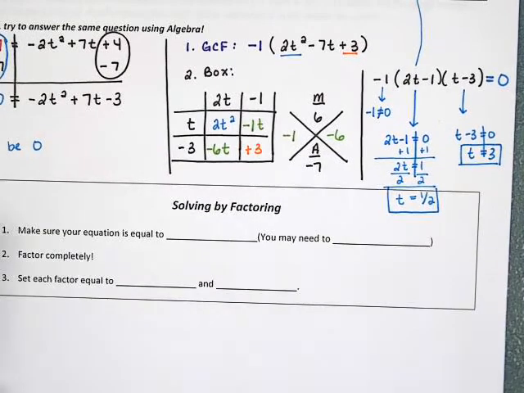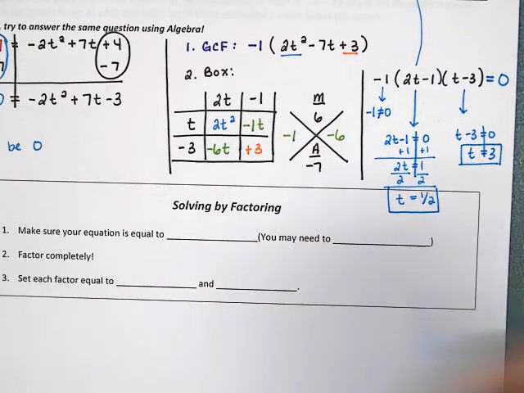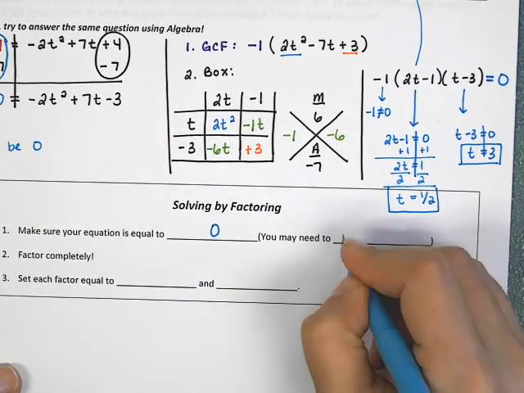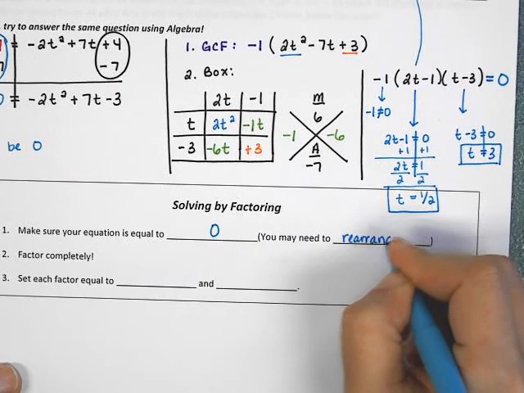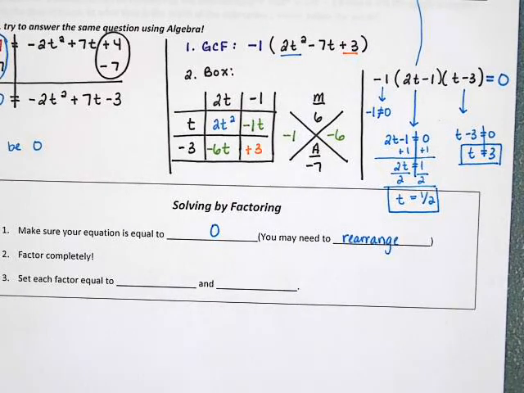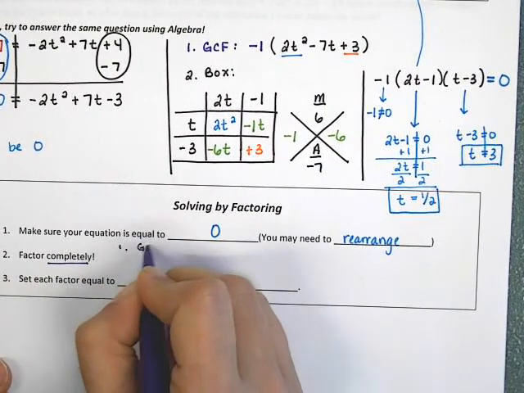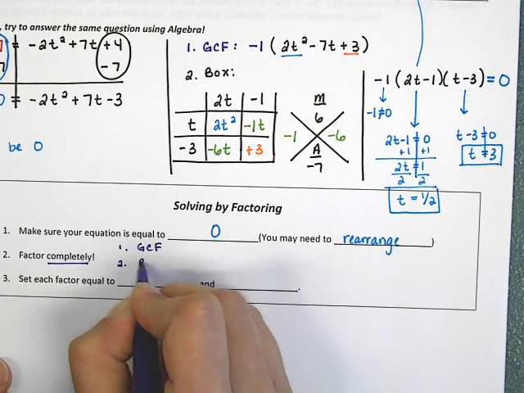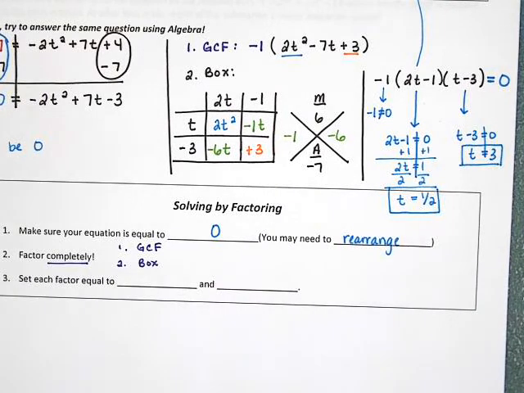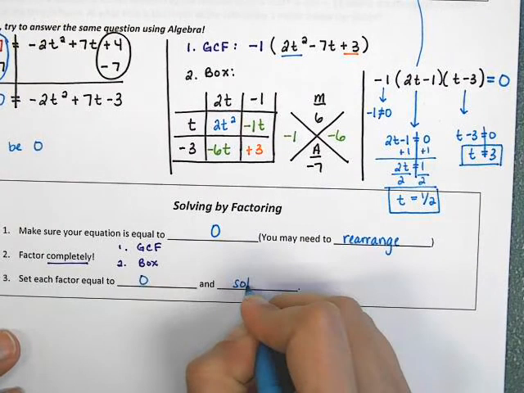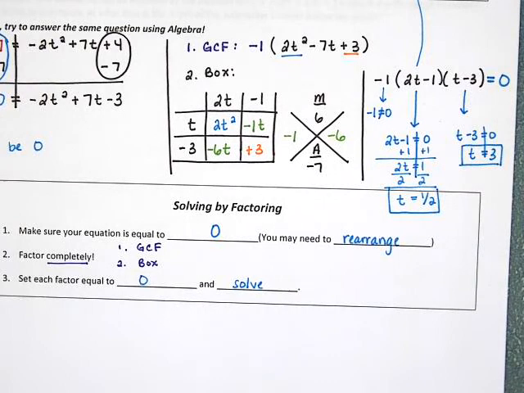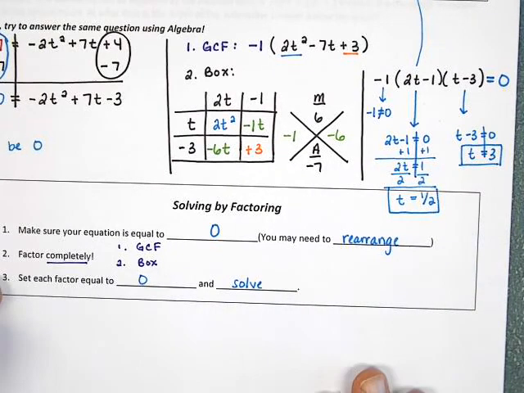So, what are the steps we're going to use when we need to solve by factoring? First, we're going to make sure our equation is equal to 0. What that means is that we may need to rearrange the equation before we can start factoring. Then we are going to factor completely. That means first check for a GCF and then use the box method to factor the rest of the problem, if necessary. And finally, we're going to make each factor equal to 0 and solve those equations separately so that we can find our multiple answers.